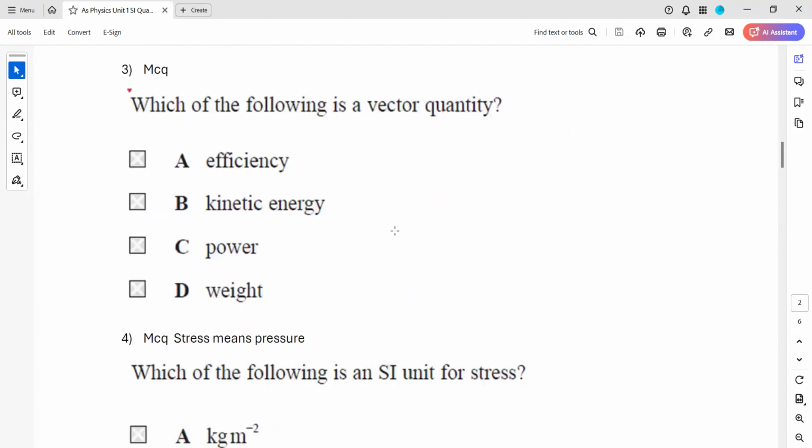Which of the following is a vector quantity? Efficiency? No, efficiency is a comparison, not a quantity with a unit. It's just a percentage, or what proportion is useful. Kinetic energy is a scalar, power is a scalar, weight is a vector quantity.